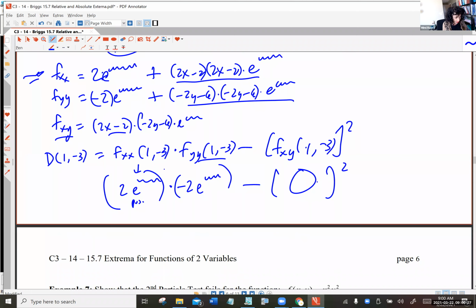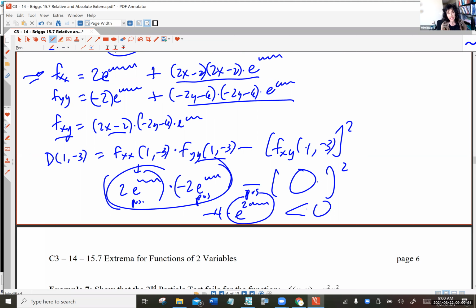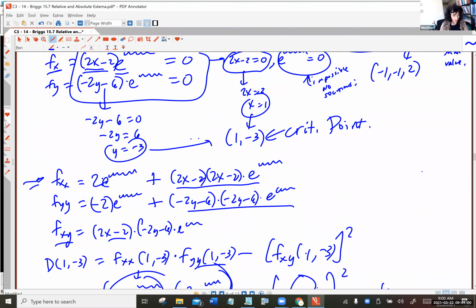So who cares? Well, remember, exponentials are always positive. So what we're going to have here is 2 times negative 2, which is negative 4, times e to the twice blah, blah, blah. And this is a positive. So this is going to be just a negative number. Remember, we don't really care what the value is. We just care if D is positive or negative. And that means I got a saddle point. Yay. And I'm not going to do much more to that. Okay, you can go figure it out. But we're done here.